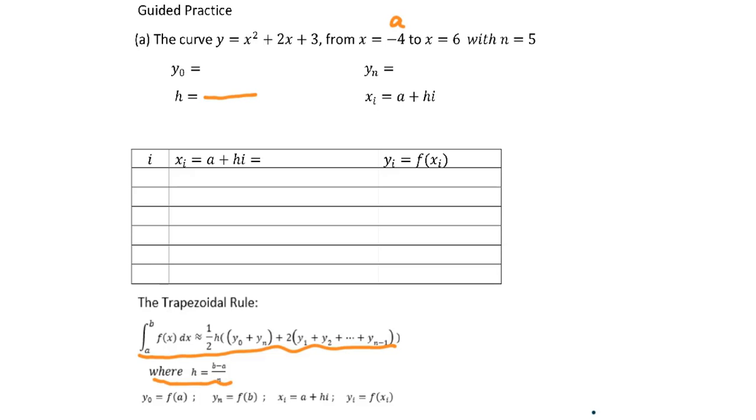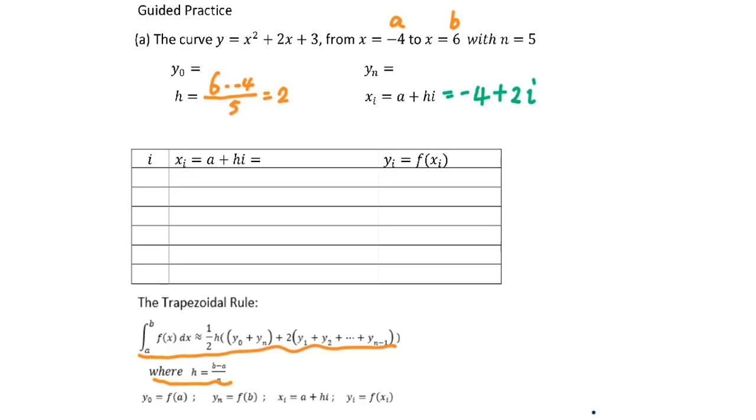So this is a, here's b. You will get 6 minus negative 4, over 5. That is 2. For xi, it will be a plus h times i. So a will be negative 4, plus h, which is 2.